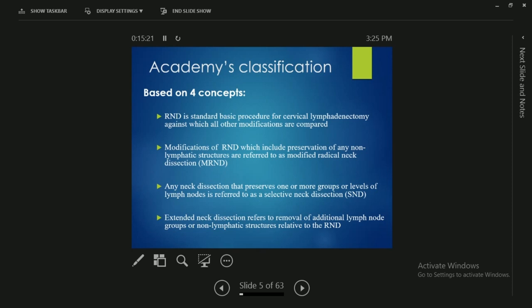Radical neck dissection is the standard basic procedure for cervical lymphadenectomy against which all other modifications are compared. Modifications of radical neck dissection, which include preservation of any non-lymphatic structures, are referred to as modified radical neck dissection. Any neck dissection that preserves one or more groups or levels of lymph nodes is referred to as selective neck dissection. Extended neck dissection refers to removal of additional lymph node groups or non-lymphatic structures relative to radical neck dissection.